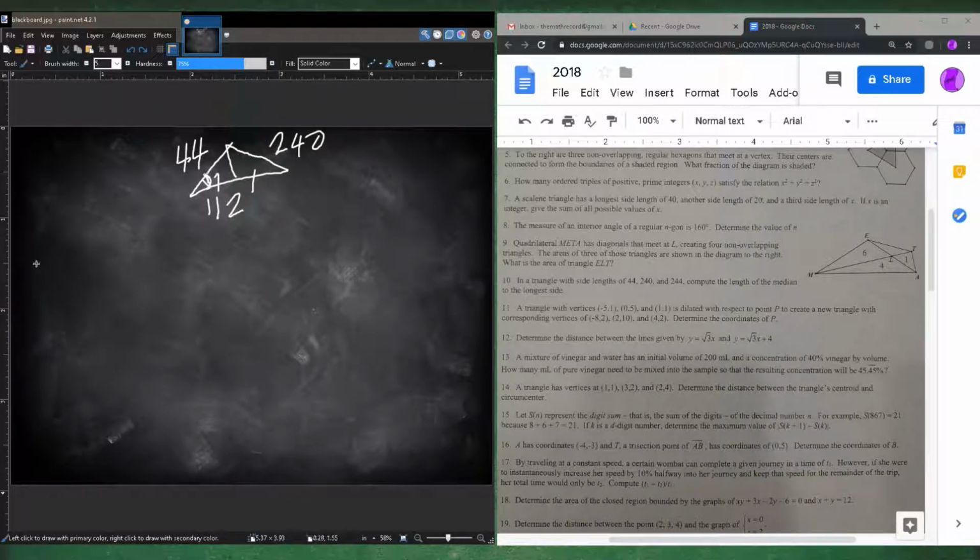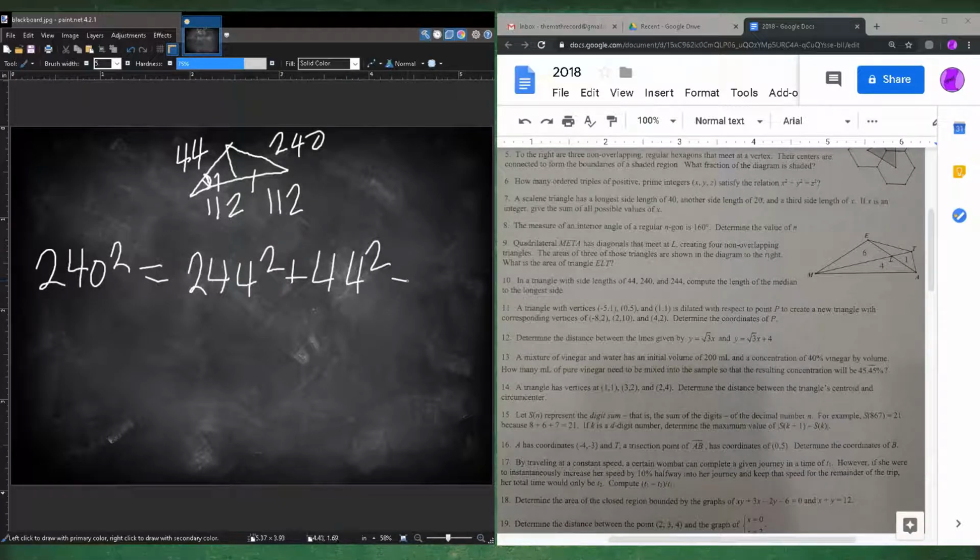So our c squared is 240 squared, which is equal to a squared, this side length. We put it in half, so this is also 112, and our side length was 244. It's just 112 plus 112 because it was bisected. So it's 244 squared plus 44 squared, minus 2 times the 44 times the 244 times cosine of theta. Sorry, I'm running out of space. We don't know what cosine of theta is because we don't know what theta is, but the point is that we don't need to know it.